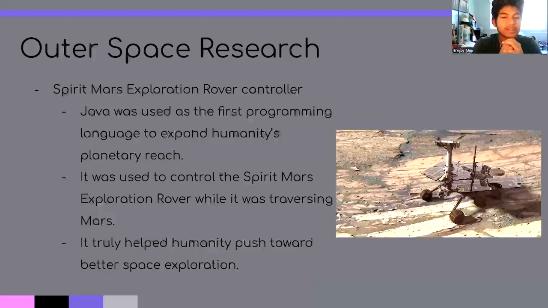The first example is the Spirit Mars Exploration Rover Controller. Java has actually helped in building one of the first human missions for humanity's planetary reach. In this mission, the rover was used to traverse Mars, and Java played a really big role in that, being the language that was used to create the controller.